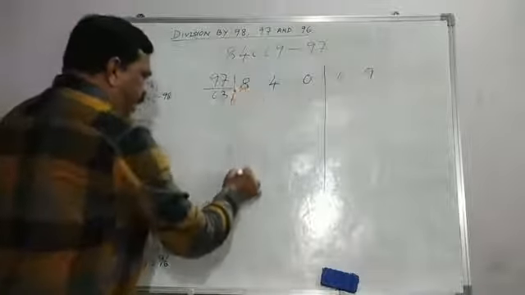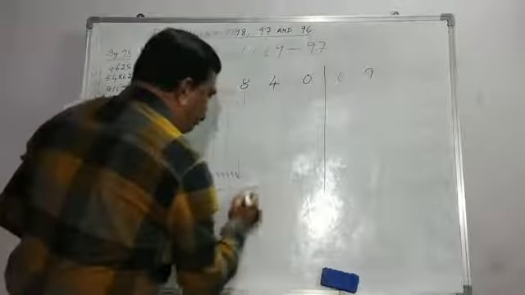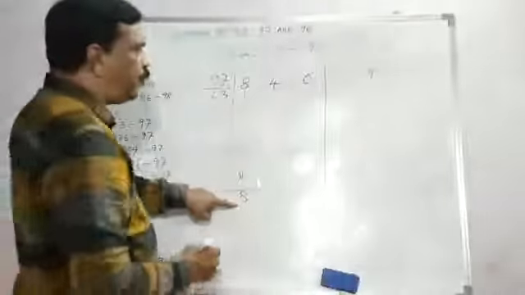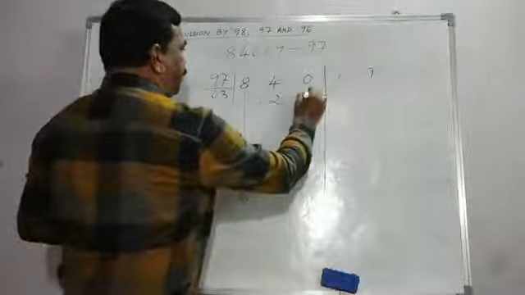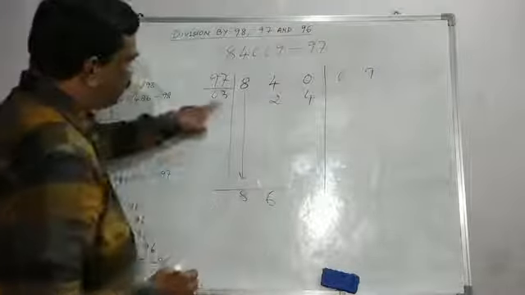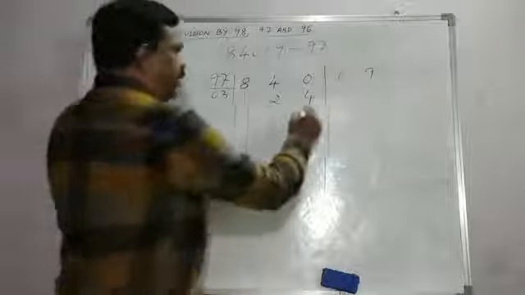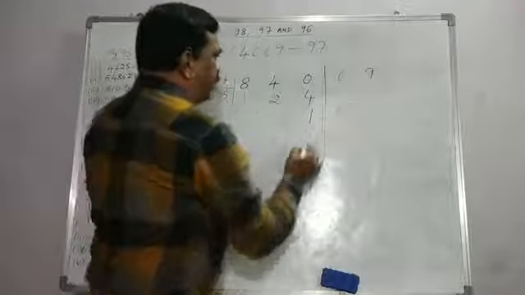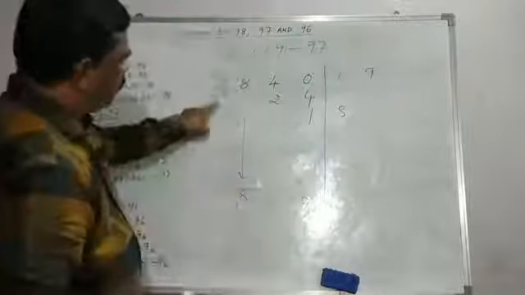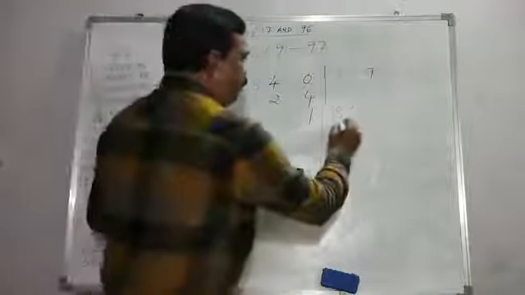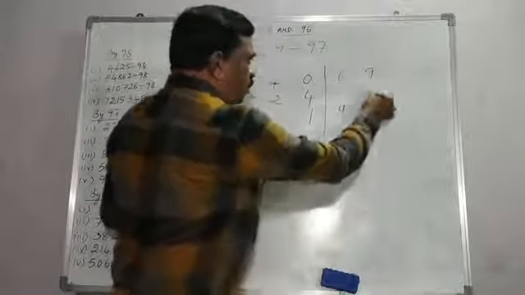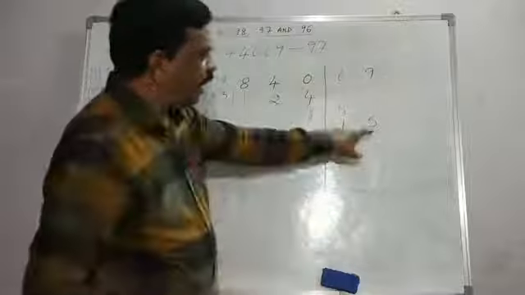Now this first 8 we will take as it is down. Here 3 8s are 24. So you will get 24 here. Here 4 plus 2 is 6. 3 6s are 18, 1 8. Here 4 plus 1 is 5. 3 5s are 15, 1 5. Now under the last digits we got the numbers. Our calculation part is finished.